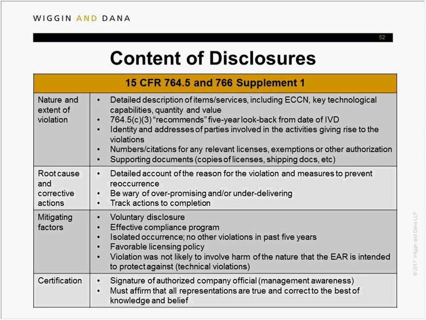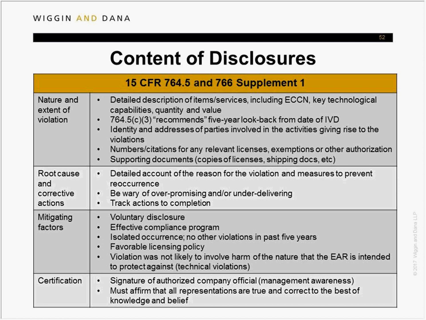They want to know exactly what was exported, what its ECCN was, what it's capable of doing, how much it's worth. They recommend that you take a look at other similar transactions that might have occurred within a 5-year period. You might choose not to do that, and they might come back and ask you to do it. So oftentimes it makes sense to do it up front. They ask you to identify all the parties and include any relevant authorizations and supporting documents like shipping documents.